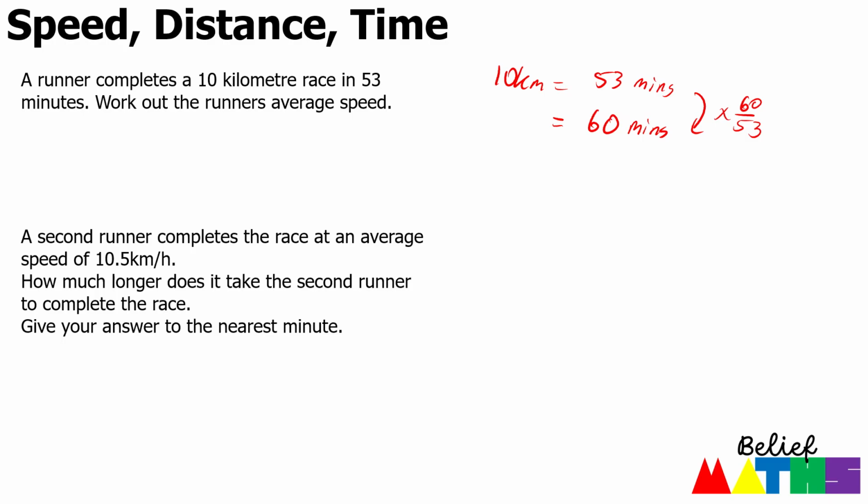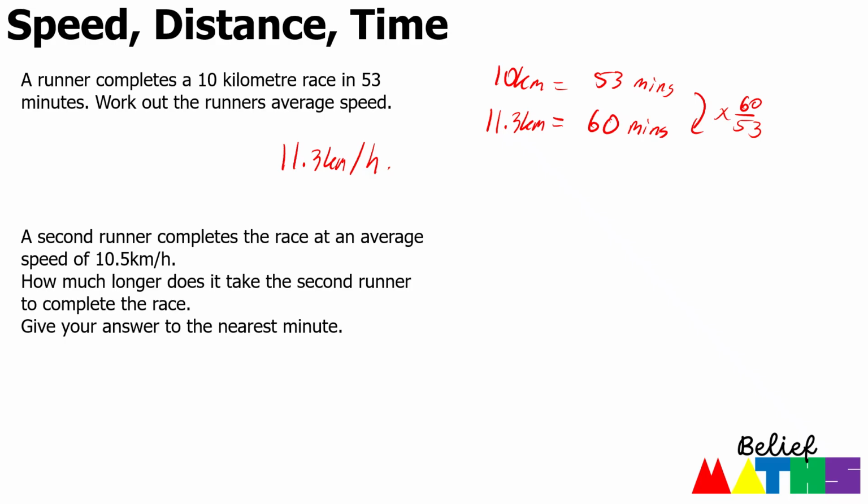And then getting our calculator and doing 10 times 60 over 53, gives you an answer of 11.3 to 1 decimal place. So it's 11.3 kilometers. So therefore the speed is 11.3 kilometers per hour. It says the second runner completes the race at an average speed of 10.5 kilometers per hour, so a bit slower. How much longer does it take them to complete the race?